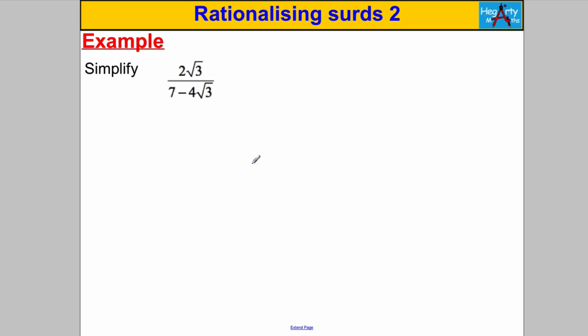Simplify the following. What am I going to multiply the denominator by? Well, I'm going to multiply it by its conjugate, which is 7 plus 4 root 3. And what I do to the bottom, I must do to the top, 7 plus 4 root 3.